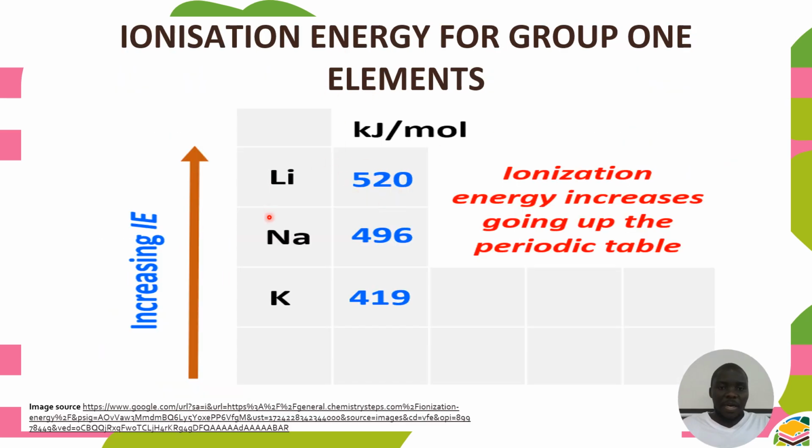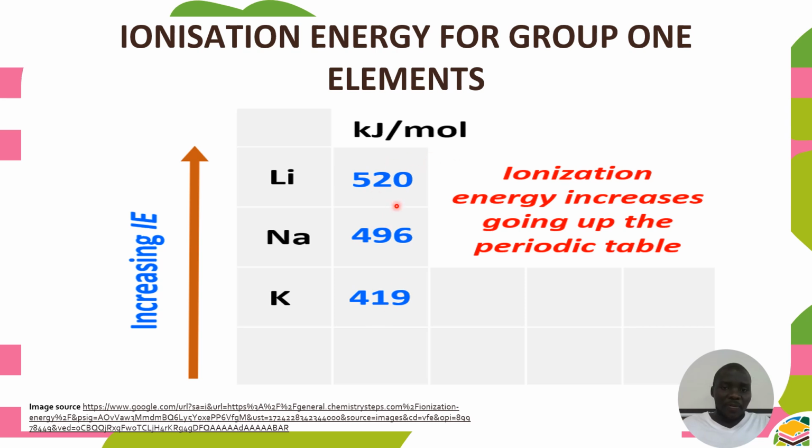So here we have a diagram which illustrates what we shared in the previous slide. If we use group 1 elements, we have lithium, sodium, and potassium. These are the first ionization energy values. To remove an electron from lithium, we need 520 kilojoules per mole. To remove an electron from sodium, we need 496 kilojoules per mole. To remove an electron from potassium, we need 419 kilojoules per mole.